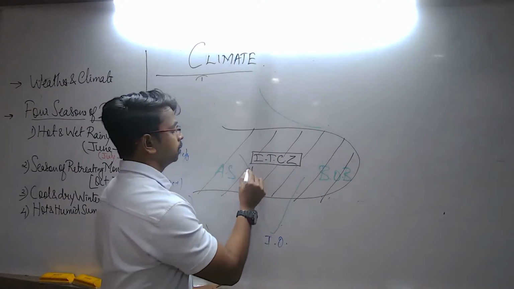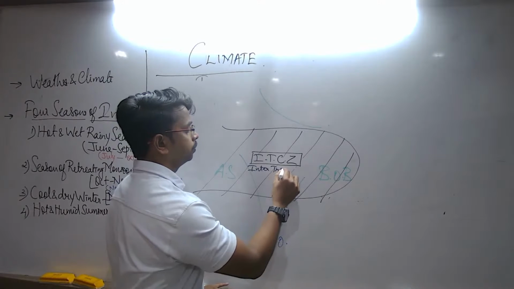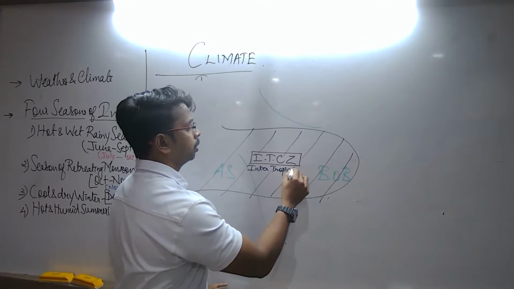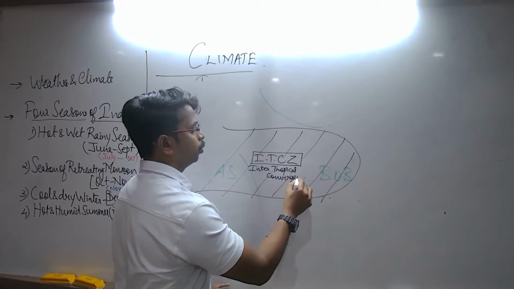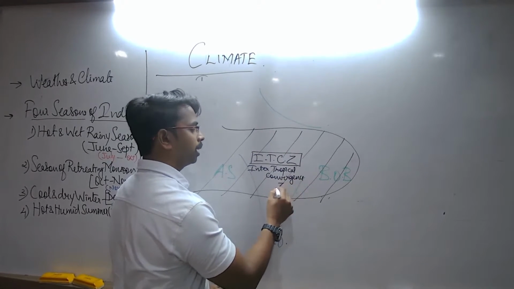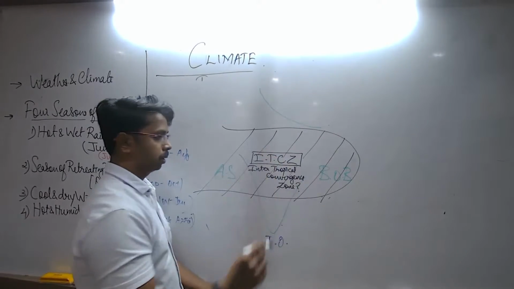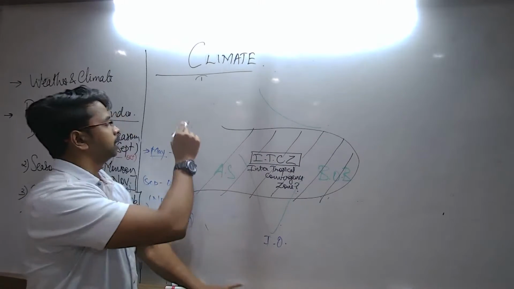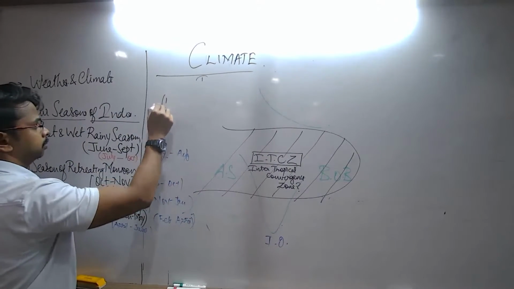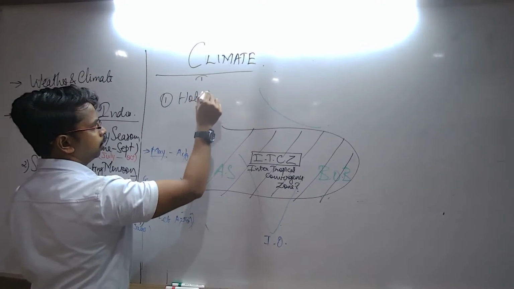Let me write. Is it correct? Intertropical convergence. Generally, if you can't spell it properly, you can write climatic zone. Now the question is, what is this? Now you also put the heading: first season. It is the hot and wet rainy season. Hot and wet.